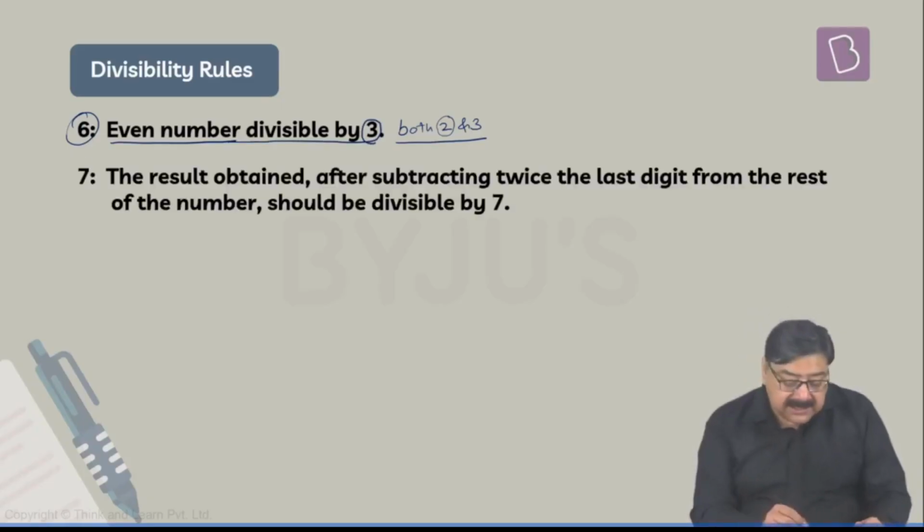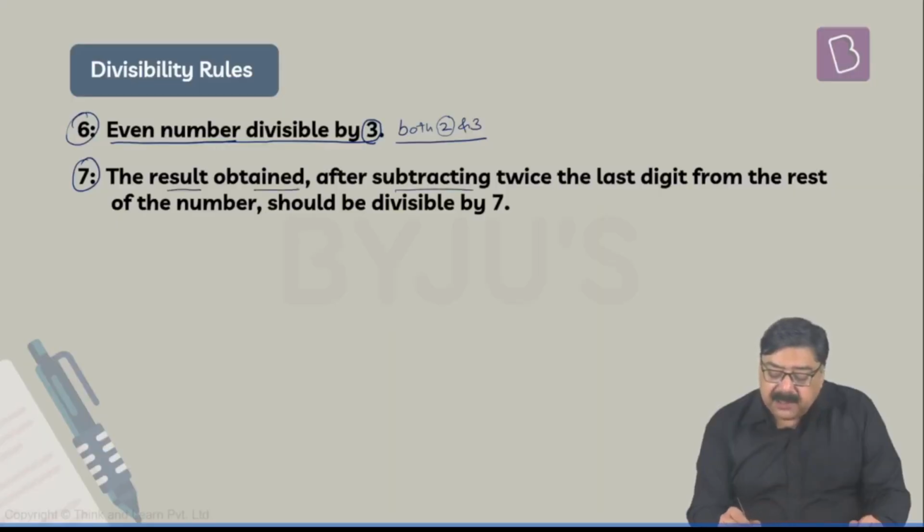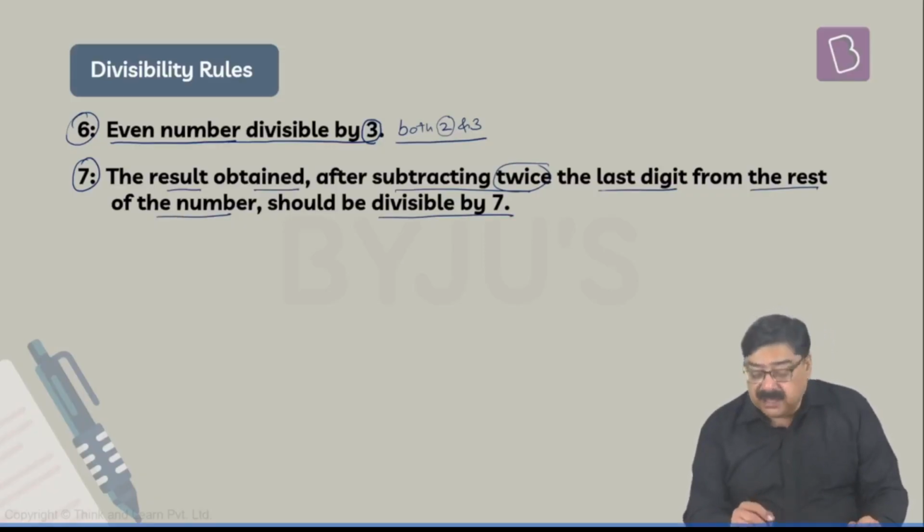7. Now actually it will be much faster if you divide the number by 7. But still you have a rule here. Let's have a look at that rule. The result obtained after subtracting twice the last digit from the rest of the number should be divisible by 7. Now what does that mean?